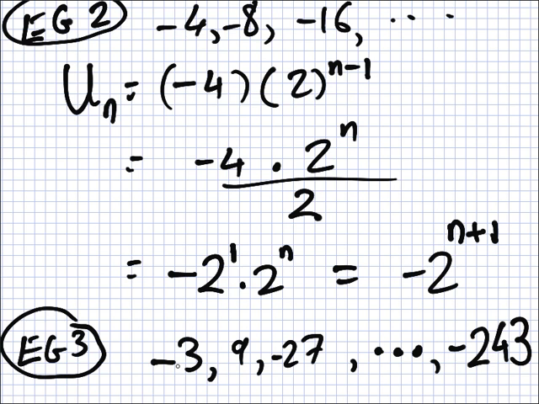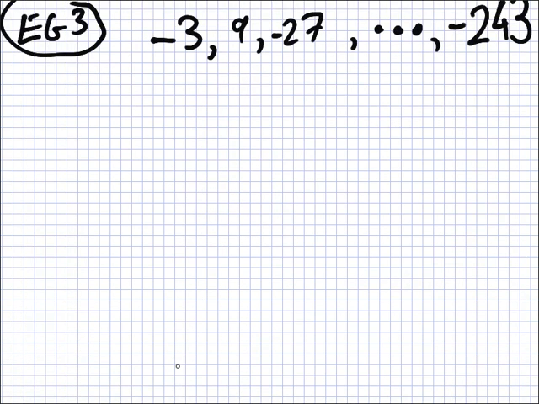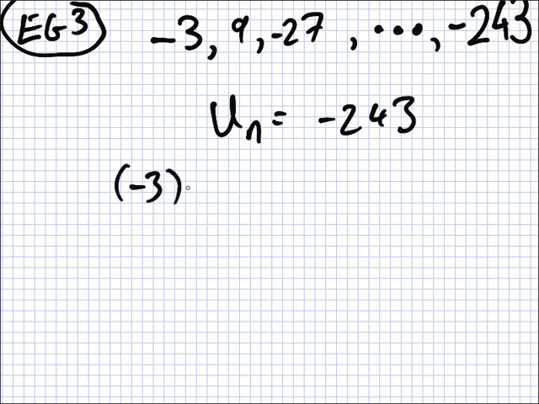Have you got that? It's a little tricky. So, you have to say Un equals minus 243. Un is a, what's the r here? Minus 3. And minus 1. That's equal to minus 243.